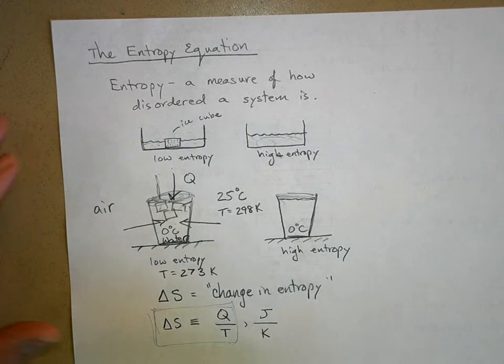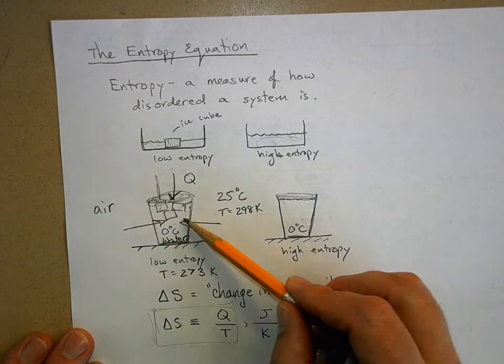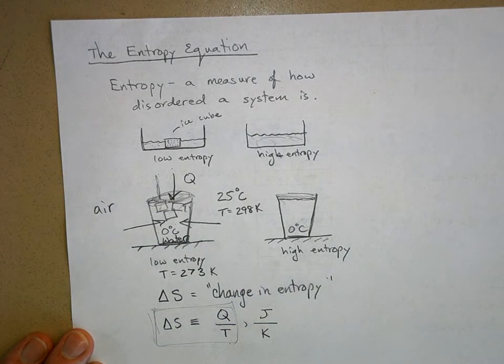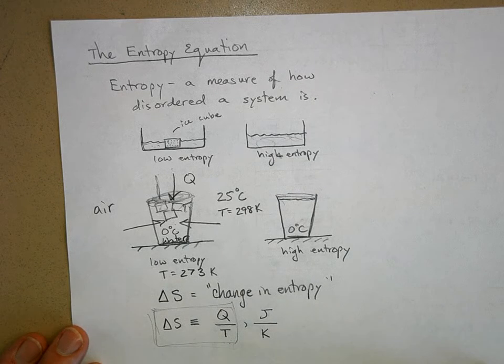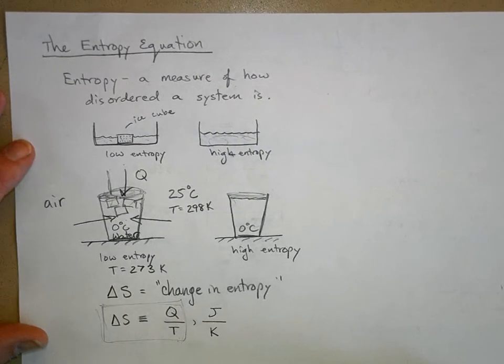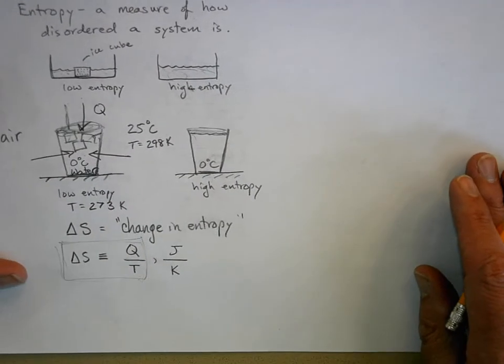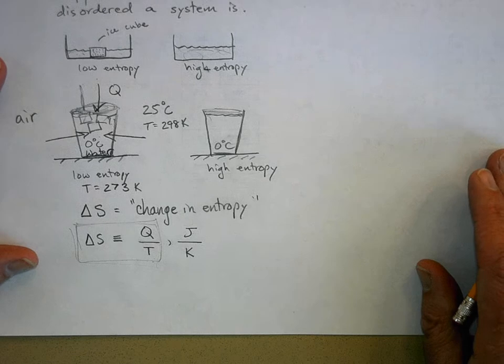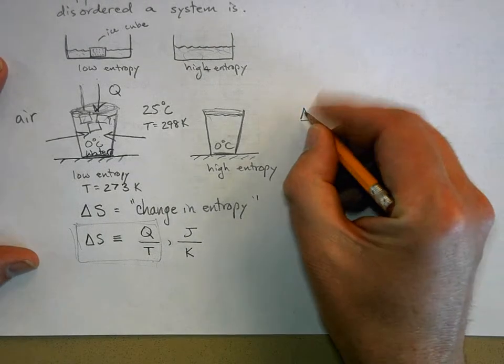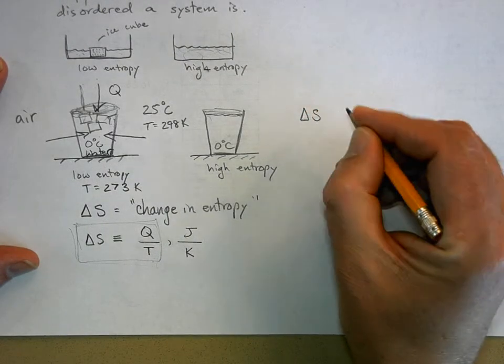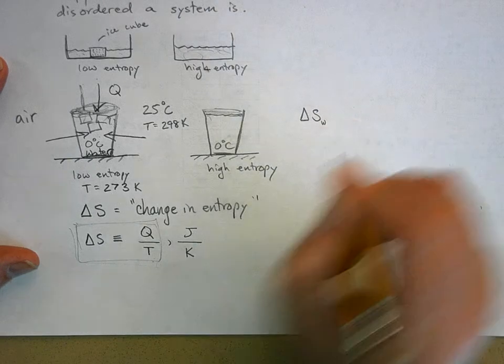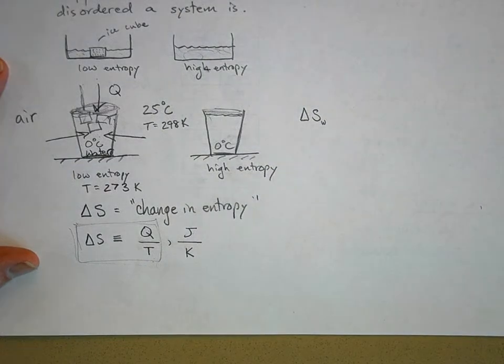Now, 2 things got their entropy changed. The air got its entropy changed, and the water got its entropy changed. So we're going to look at both those changes now. Okay, and let's see, I want to make room here. So for the air, let me bring this up here. I'm going to go the entropy change delta S for the water. I'll go delta S sub W, and the W stands for water.